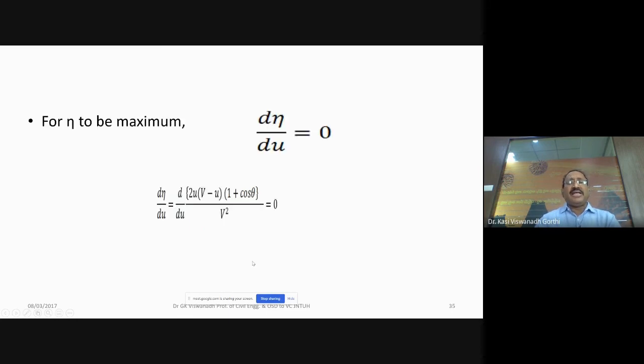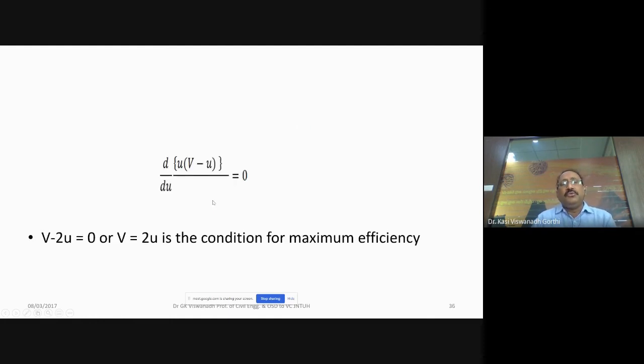Condition for maximum efficiency can always be achieved. For eta to be maximum, differentiate eta with respect to u and equate it to 0. So d eta by du must be equal to 0. 2 by v square, v minus u, 1 plus cos theta into small u must be equal to 0. So what are the things which can be taken out of the differential here? 2 by v square and also 1 plus cos theta can be taken out of the differential. 2 by v square into 1 plus cos theta can be taken out of the differential into d by du of u into v minus u.